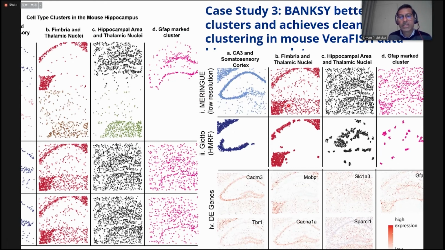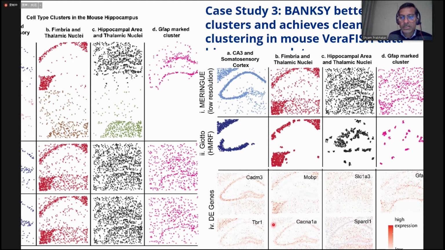Meringue was designed for cell type clustering, but in practice, we find that Meringue results look very much like non-spatial clustering results. So BANKSY is the only algorithm on this data set that could identify all of these cell types cleanly. We did not have StereoSeq data at that time, but we hope to incorporate StereoSeq data as well. And BANKSY, because it's a very elementary general purpose method, should apply to StereoSeq data just as well.